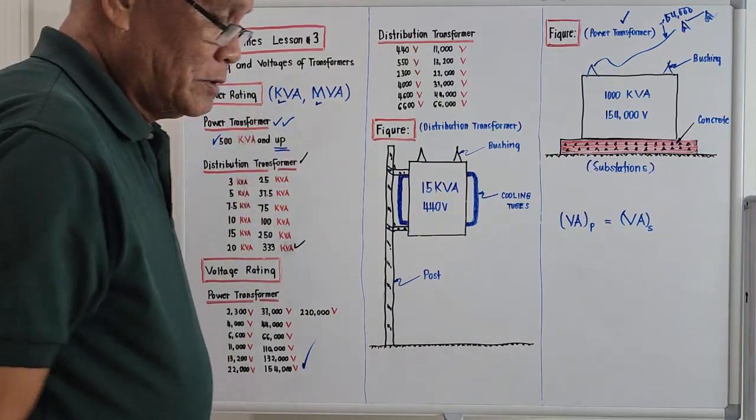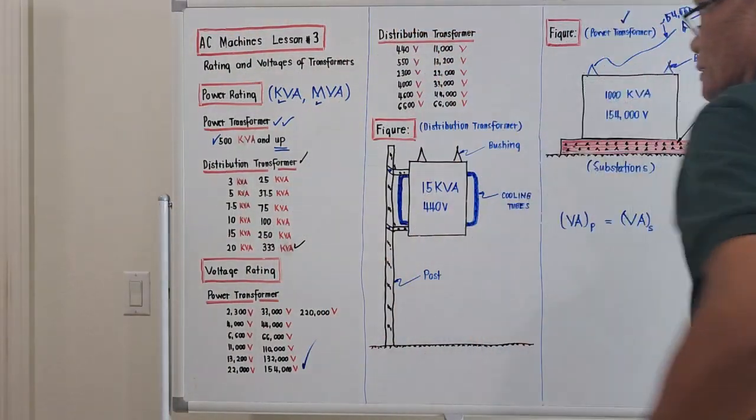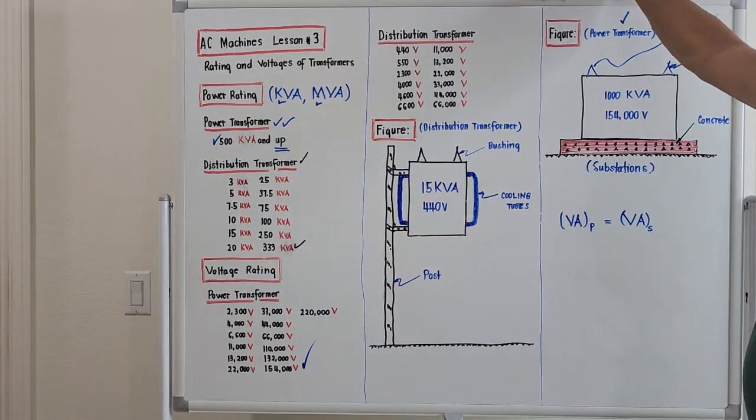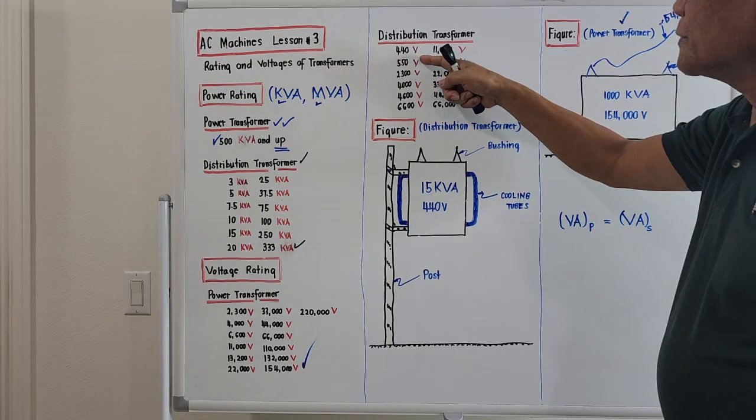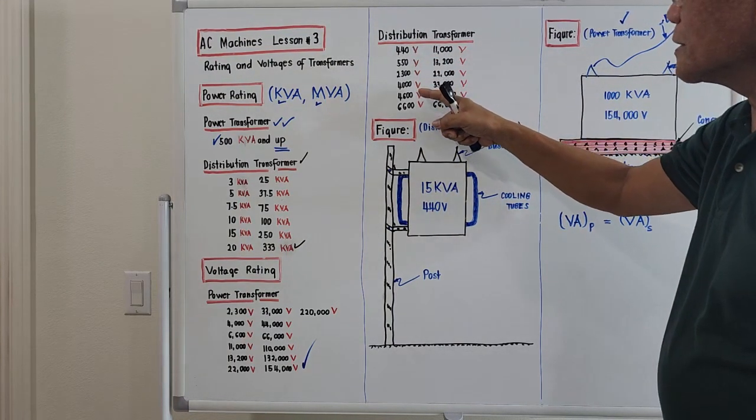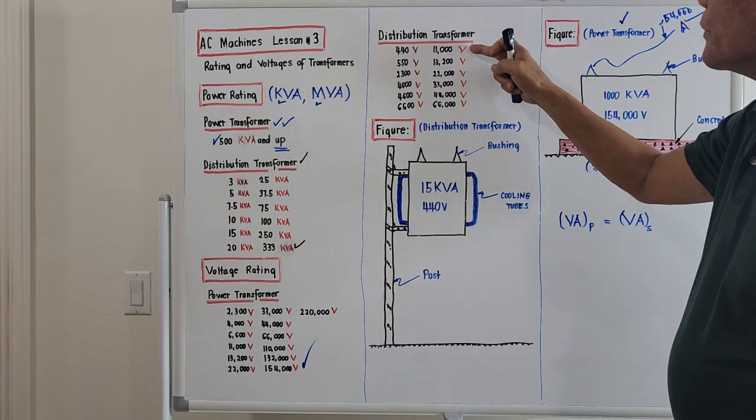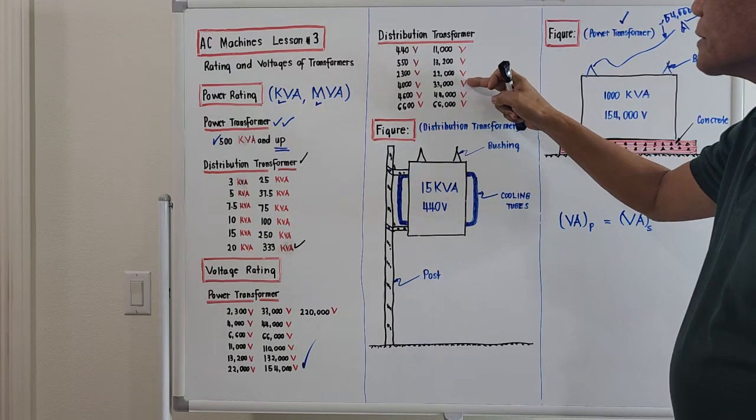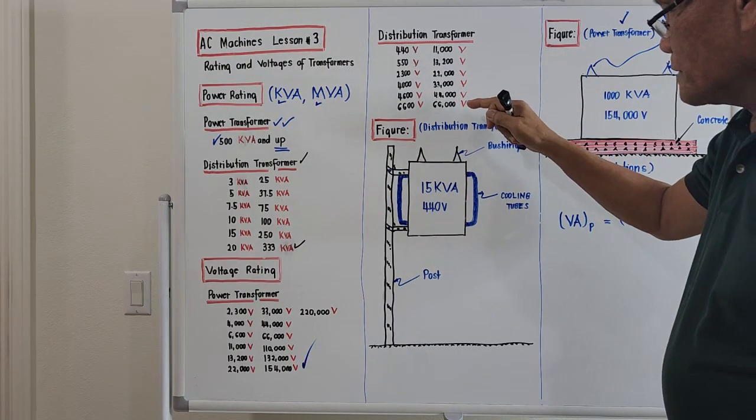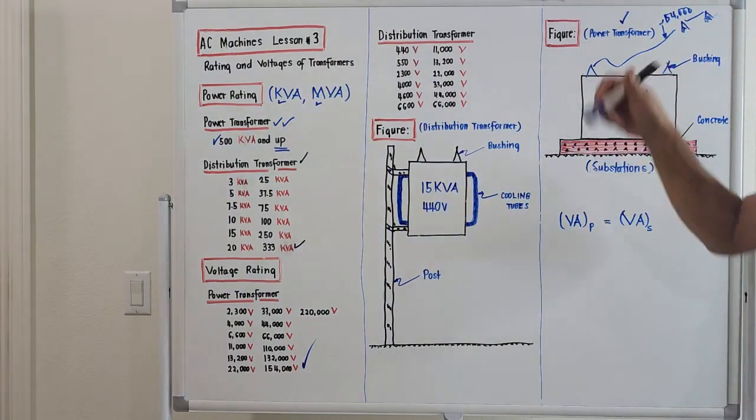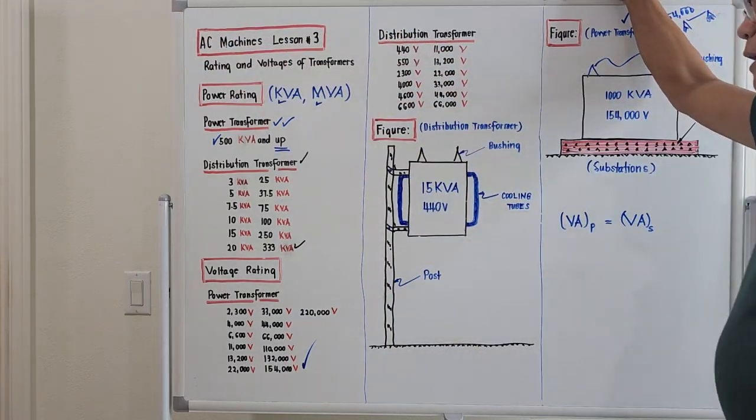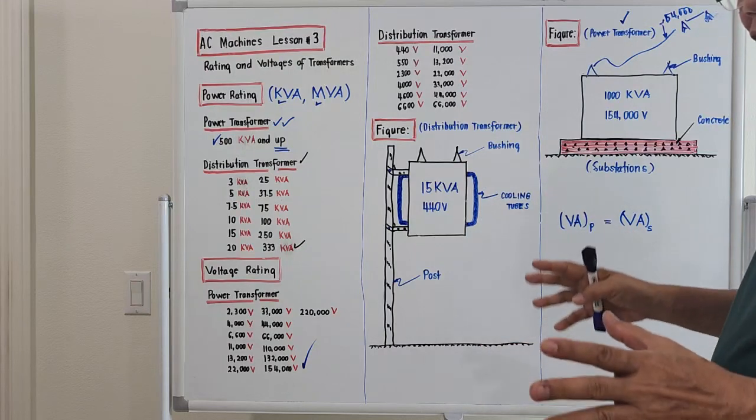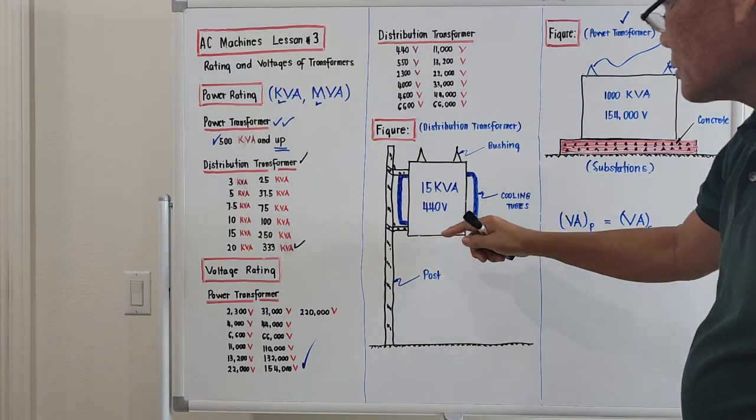And for distribution voltages, they should be on the secondary side going to the loads already, so the voltages are lower. The lowest one is 440, 550, 2,300, 4,000, 4,600, 6,600, 11,000, 13,200, 22,000, 33,000, 44,000, and the highest is 66,000. These are located in the distribution areas. And the configuration, or an example of a distribution transformer that is hung on a post, is this one.